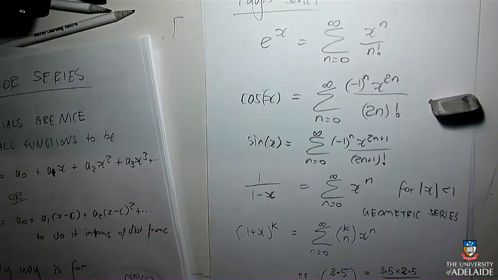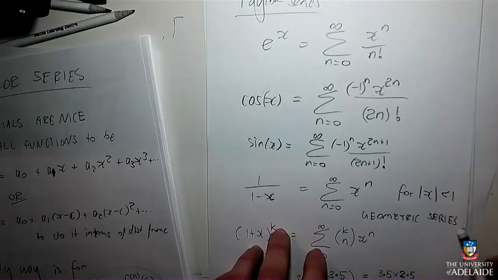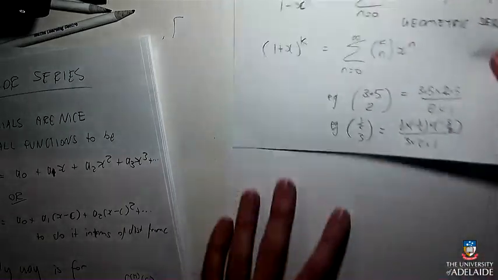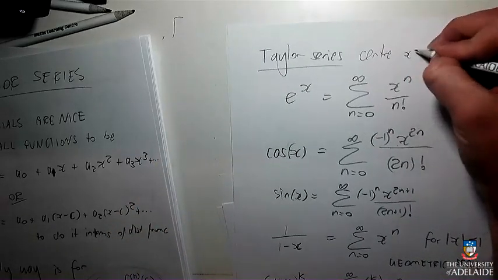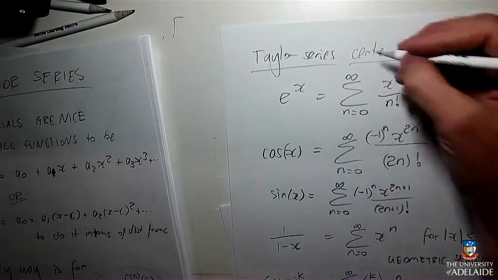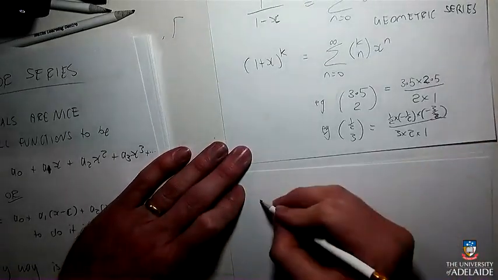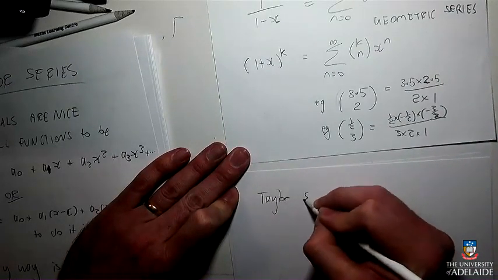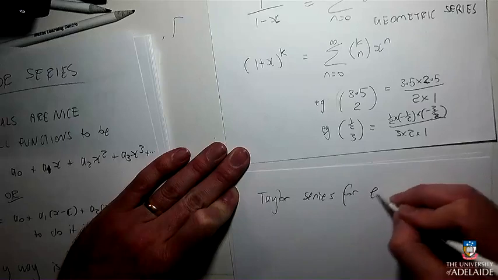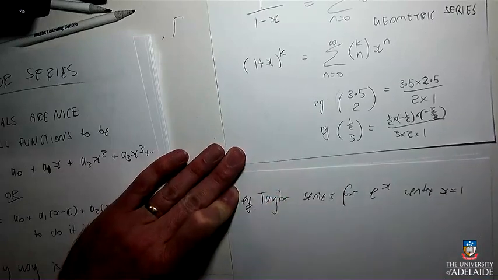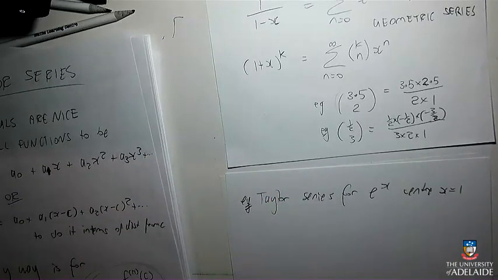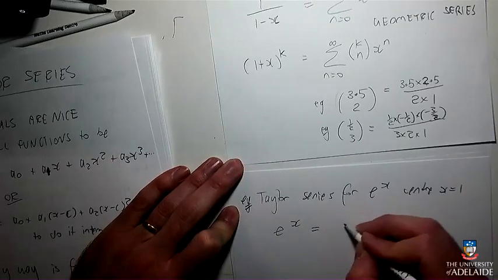Do any of the series change depending on where you're centered? Yes. So if you wanted e to the x centered at 1, for example, these are all centered at x equals 0. If you wanted your center at x equals 1, now here we go. Nothing up my sleeves. e to the x is this, right?